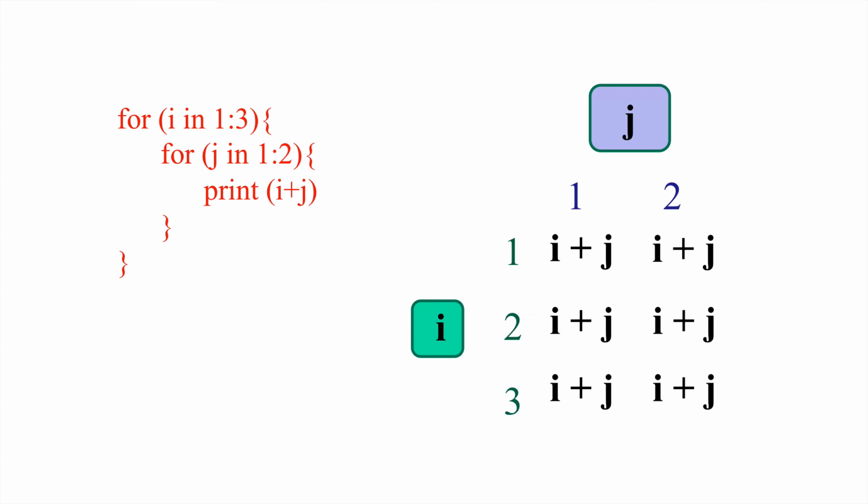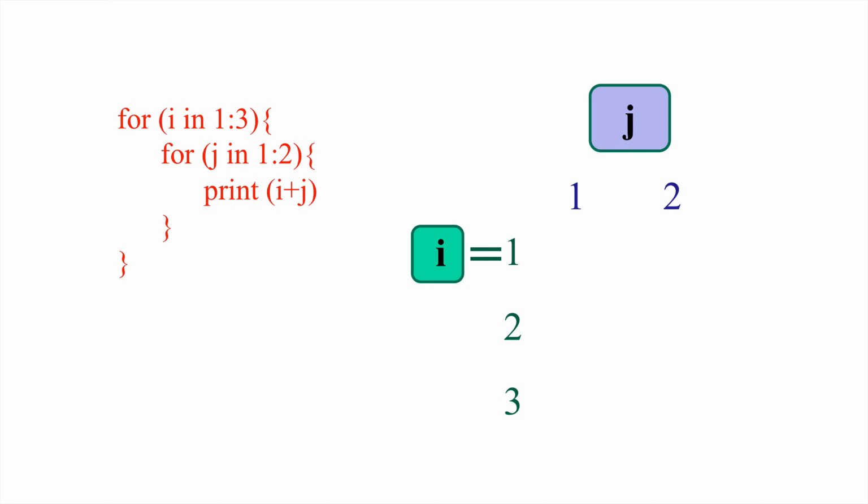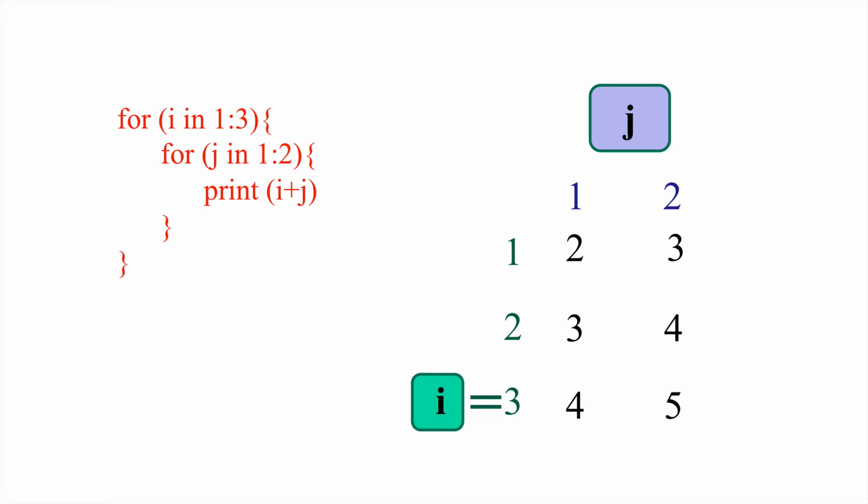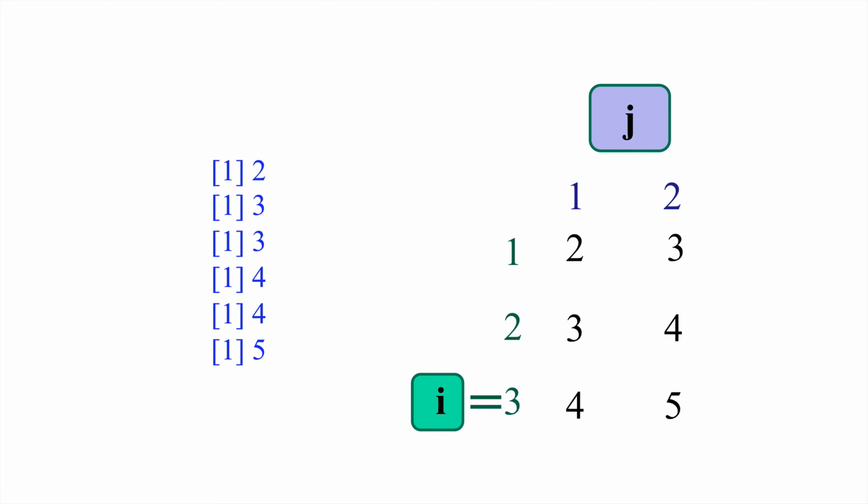For our first iteration of this first loop, i will be equal to 1. And then while i is equal to 1, j can equal 1, so i plus j would be equal to 2. And then j can also equal 2, so i plus j would be 3. And then for our next iteration of our first loop, i would be equal to 2. And then in the same way, while i is equal to 2, j can be equal to 1, in which case i plus j is 3, or j can equal 2, in which case i plus j is 4. And we do this for our third value of i, and in the end we have our output, 2, 3, 3, 4, 4, 5, which is exactly the same output that we saw in RStudio.